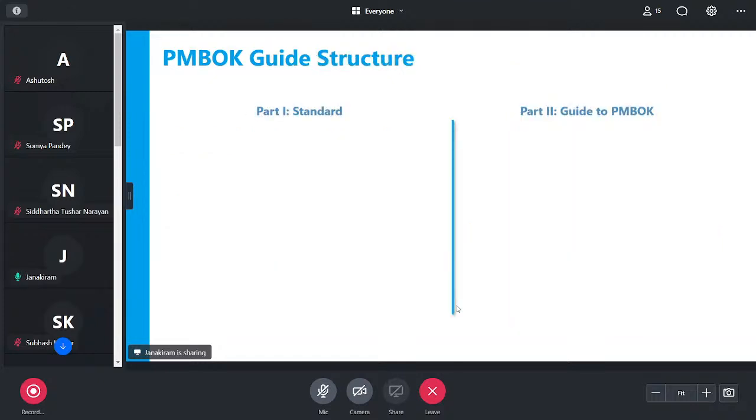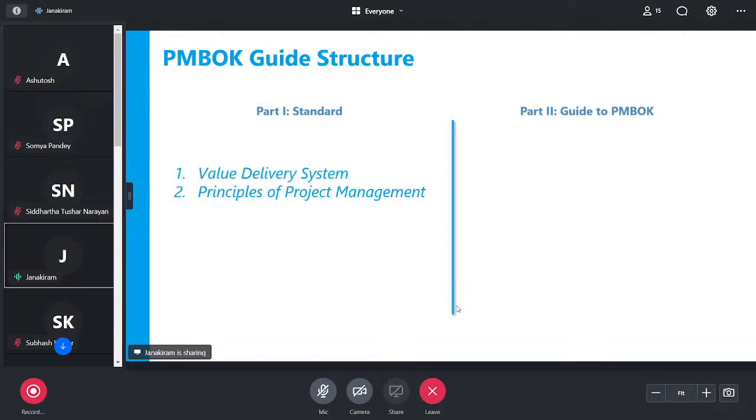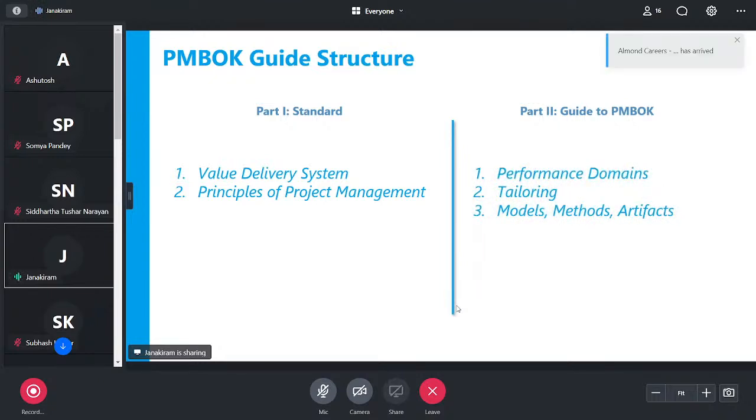So how is the PMBOK guide structured? We have two parts to it. The first part is the standard. It carries the ANSI standard and contains two different topics: the value delivery system and the principles of project management. The second part is the actual guide to the project management body of knowledge. It contains performance domains, which we'll look at today, tailoring, models, methods, and artifacts.